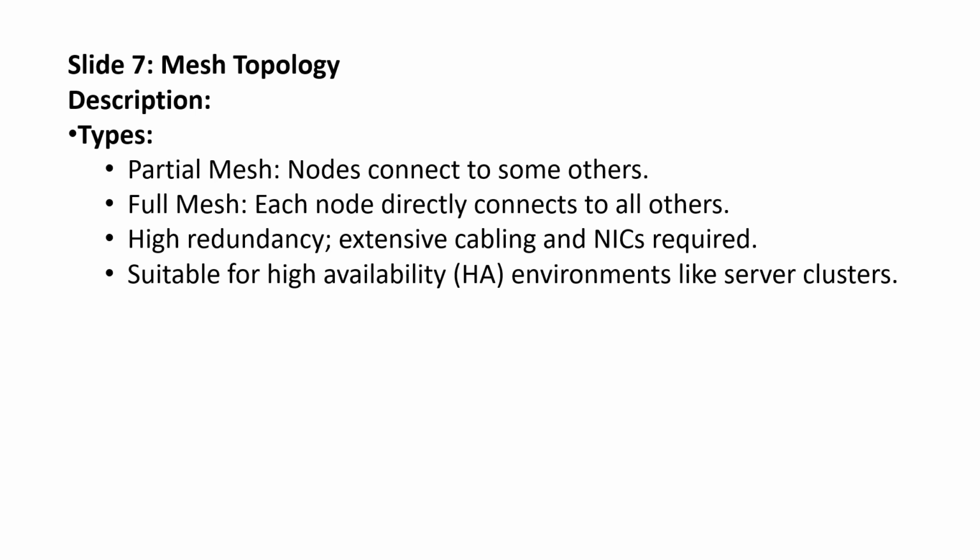Mesh topology. There are two types of mesh topology: partial mesh and full mesh. There is high redundancy, extensive cabling and NICs are required, suitable for high availability (HA) environments like server clusters. Partial mesh is when nodes connect to some others. Full mesh is when each node directly connects to all others.